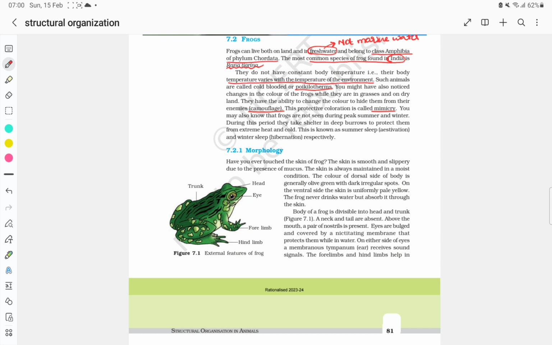And then they have given two words which are aestivation and hibernation. What's the difference between aestivation and hibernation? So aestivation is nothing but summer sleep and hibernation is winter sleep. They may reverse these terms with the meanings, so be careful with it.